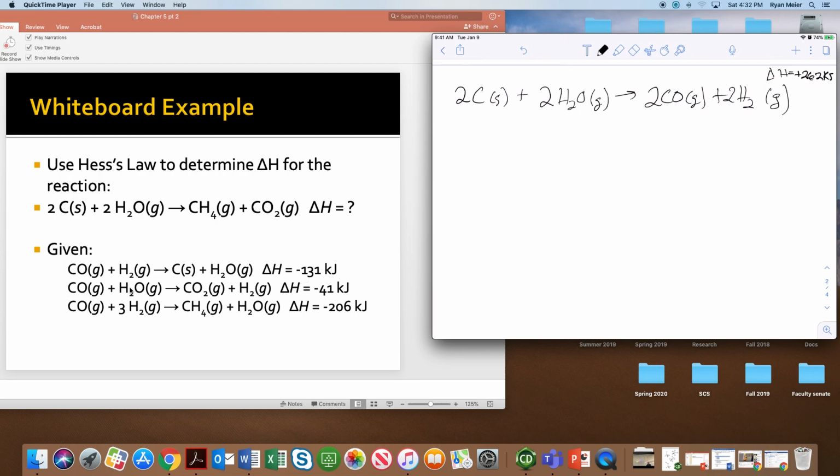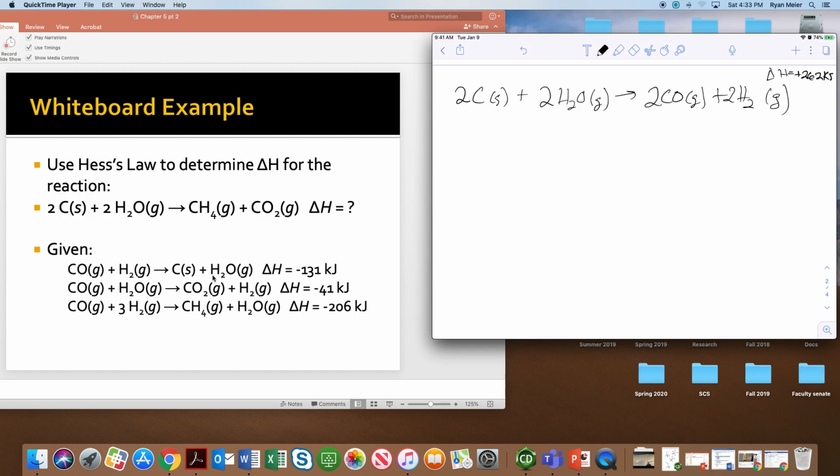Now I'm going to take a similar approach to this second reaction, and I'm going to look for what reactant or product matches up and only is in that second reaction. And if I look up here, CO is in all of them, H2O is in all of them, but CO2 is only in this middle reaction. There's no CO2 in the first or third reaction. So all of the CO2 that I need on the product side of the overall reaction has to come from the second reaction.